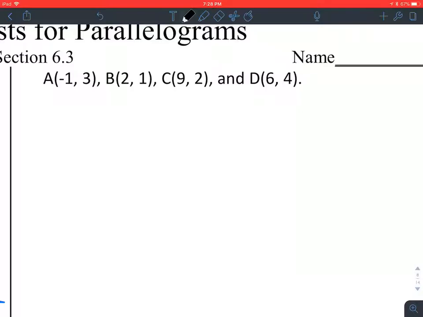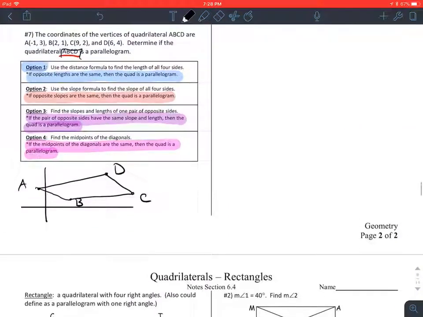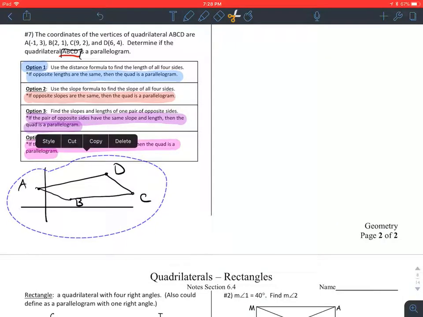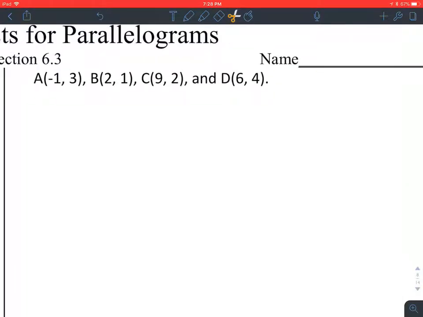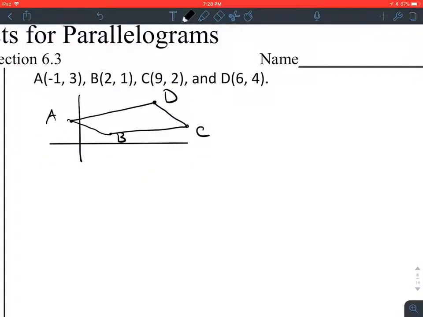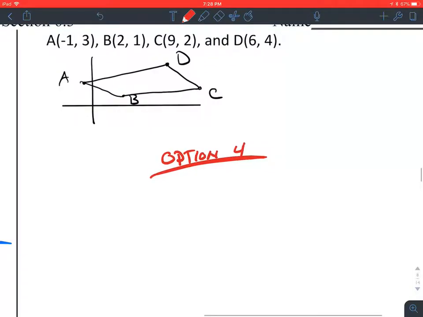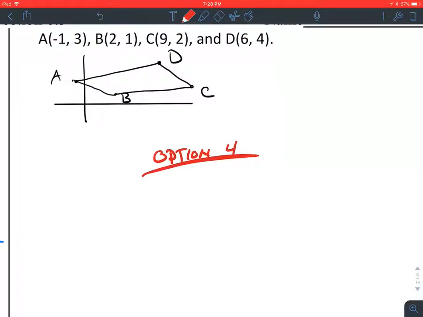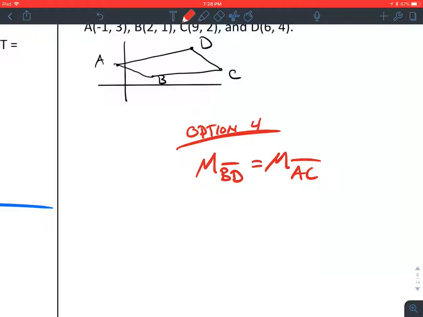Just have the points written down up here. So let me bring my picture back that I had. Another reason why this picture is important, you want to know what your diagonals are. So I'm doing option 4. I'm labeling that just so you know when you look at your notes that's what's happening. Option 4, I want to know, is the midpoint of segment BD equal to the midpoint of segment AC? If it's equal, then that makes this a parallelogram. If they're not the same, then it isn't.